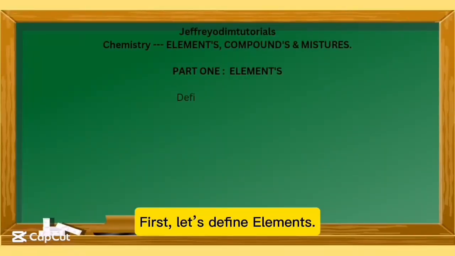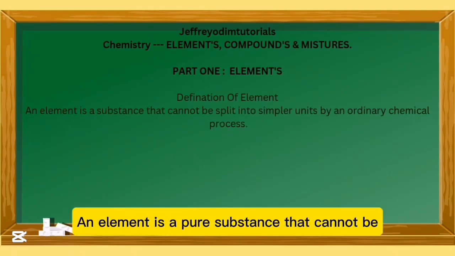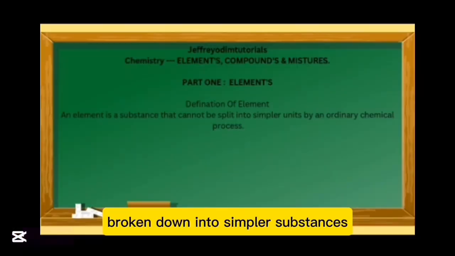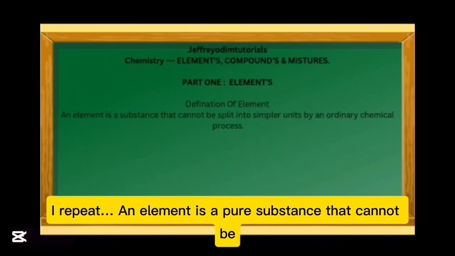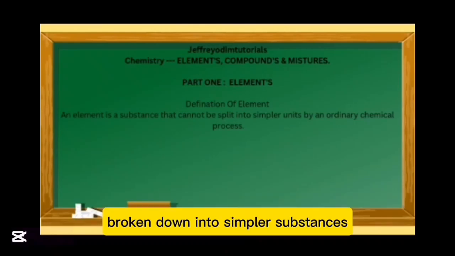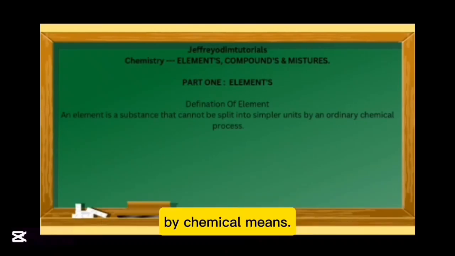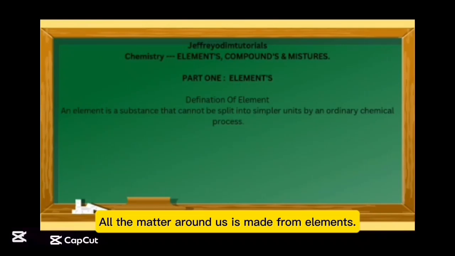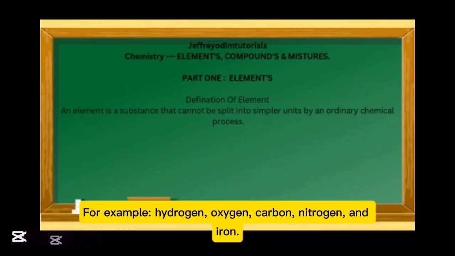First, let's define elements. An element is a pure substance that cannot be broken down into simpler substances by chemical means. I repeat, an element is a pure substance that cannot be broken down into simpler substances by chemical means. All the matter around us is made from elements. For example, hydrogen, oxygen, carbon, nitrogen, and iron.